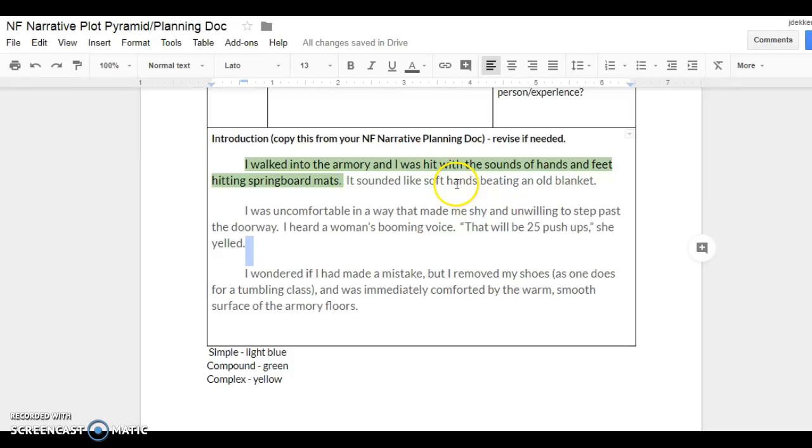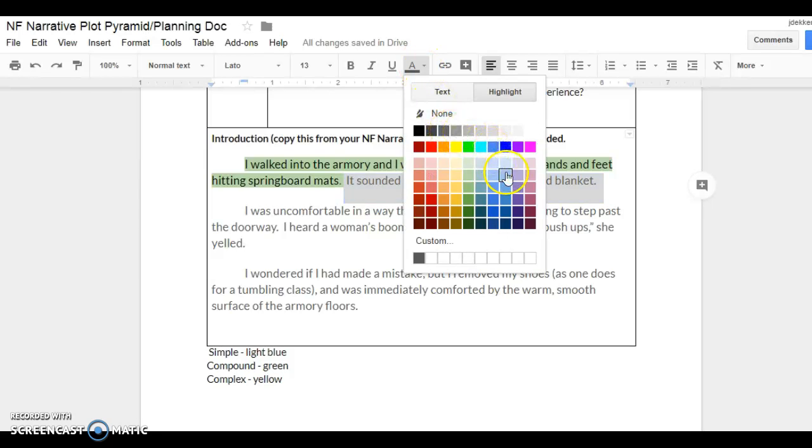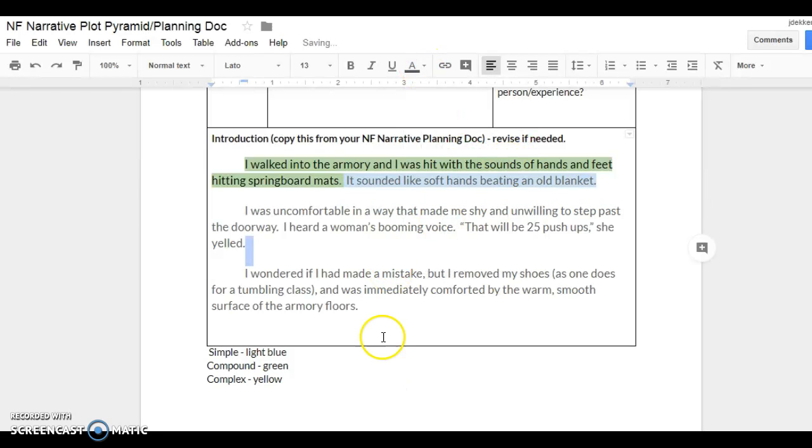Okay, it sounded like soft hands beating an old blanket. So that's my next sentence. It sounded like soft hands beating an old blanket. So I don't see the word and, so I don't see any fanboys or coordinating conjunctions. And it looks to me that it is just a simple sentence. So I'm going to go ahead and highlight it, and I'm going to find light blue. So now I can see that I have a compound and a compound and a simple sentence.